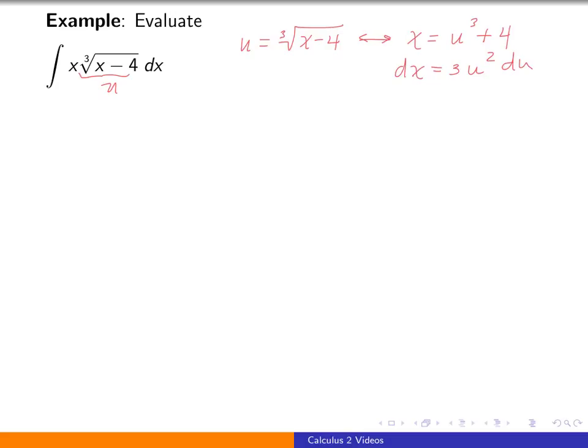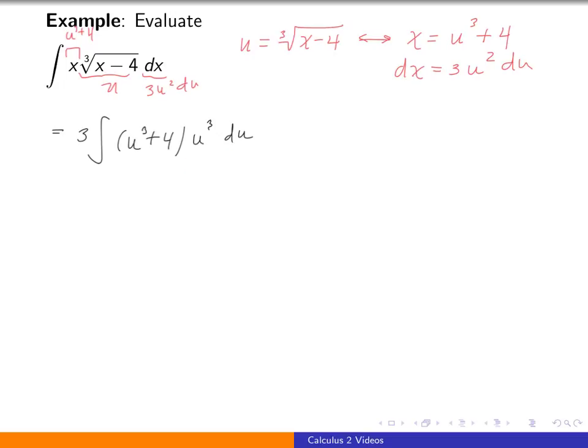So looking now back to our integral, we see that the dx can become 3u squared du, and that this remaining x term can simply be written as u cubed plus 4. And now we can take our integral, which started off solely in terms of x, and we can rewrite it solely in terms of u. So that x becomes u cubed plus 4, and then the leftover terms are u times 3u squared. 3 is a constant which pulls out front. u times u squared is u cubed. And now that we've made this rationalizing substitution, the resulting integral is much more reasonable for us to evaluate.